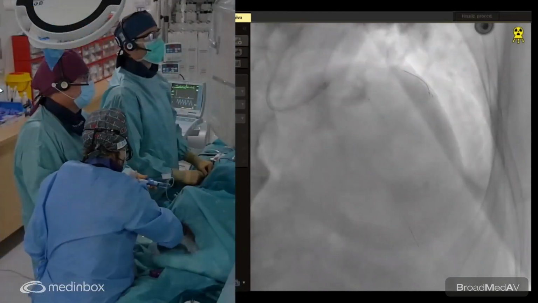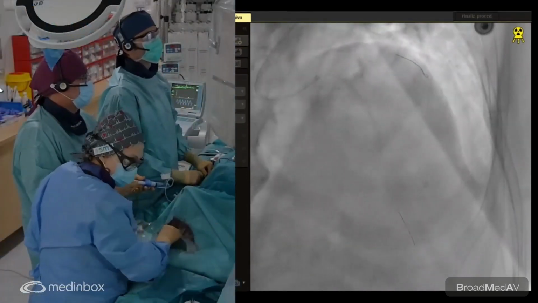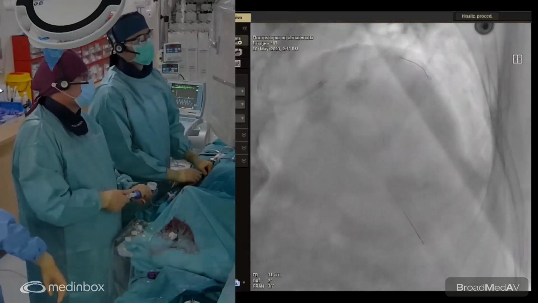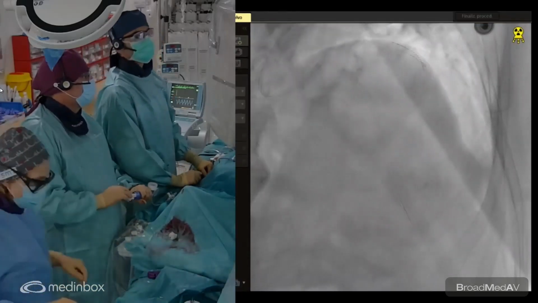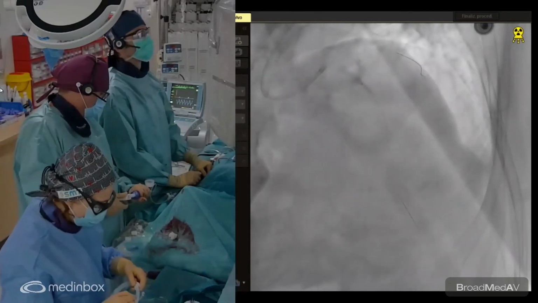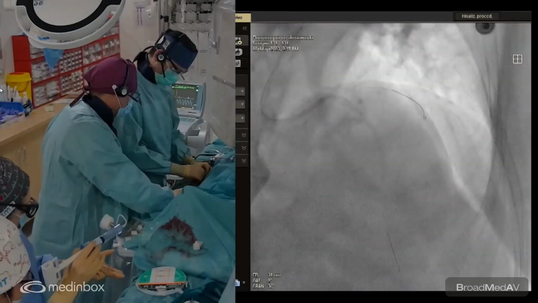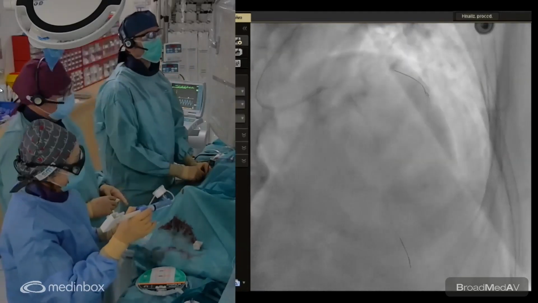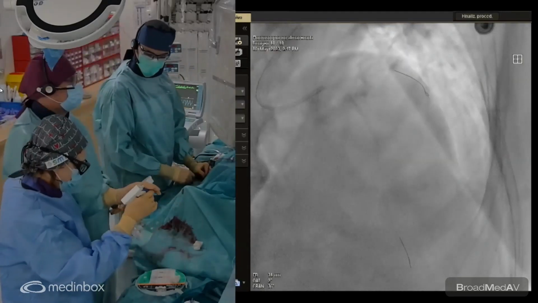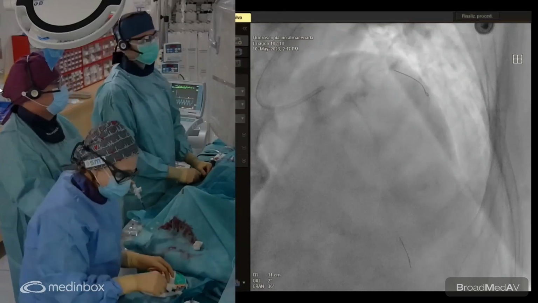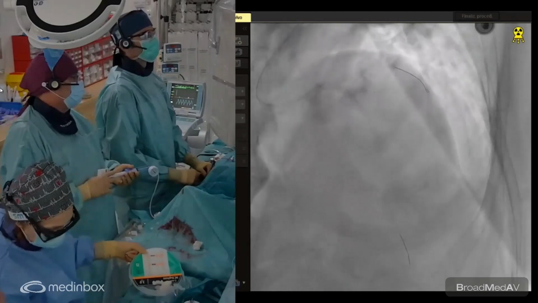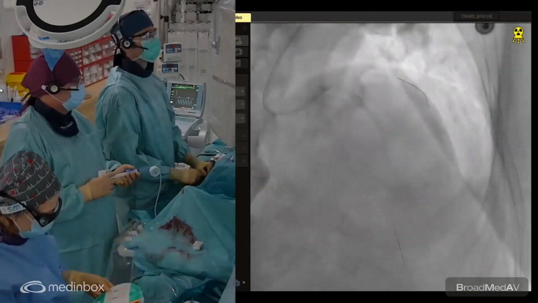We are now post-dilating a little bit the proximal part of the stent with the 3.5 balloon we used before. From here. Yeah. We are going to post-dilate the distal part of the stent, not the distal end, just in the middle, with a 3.0, inside the stent. Inside the stent, okay.